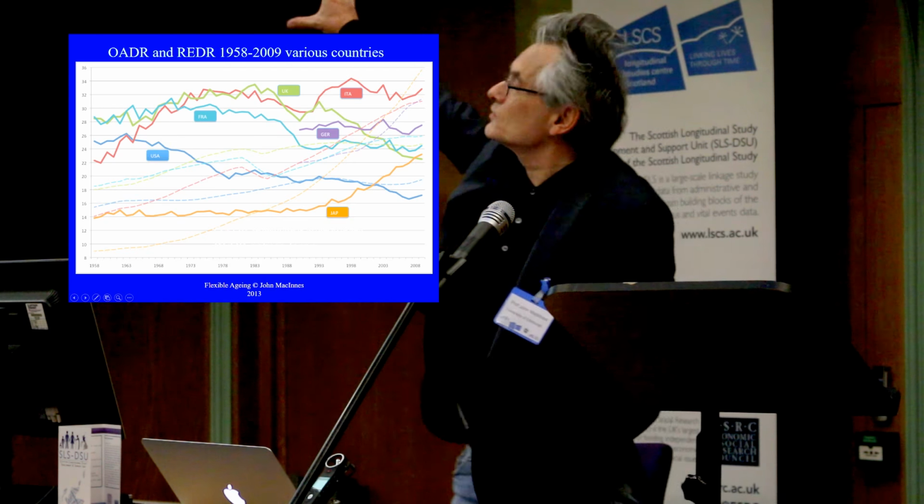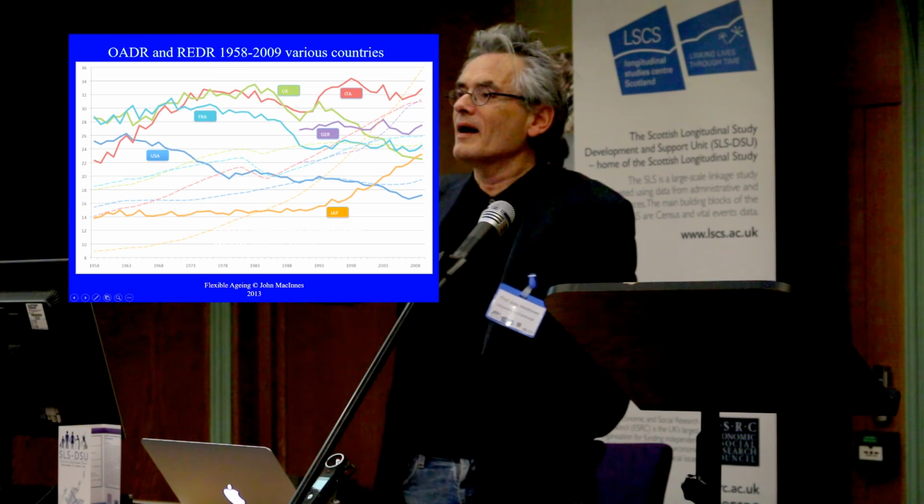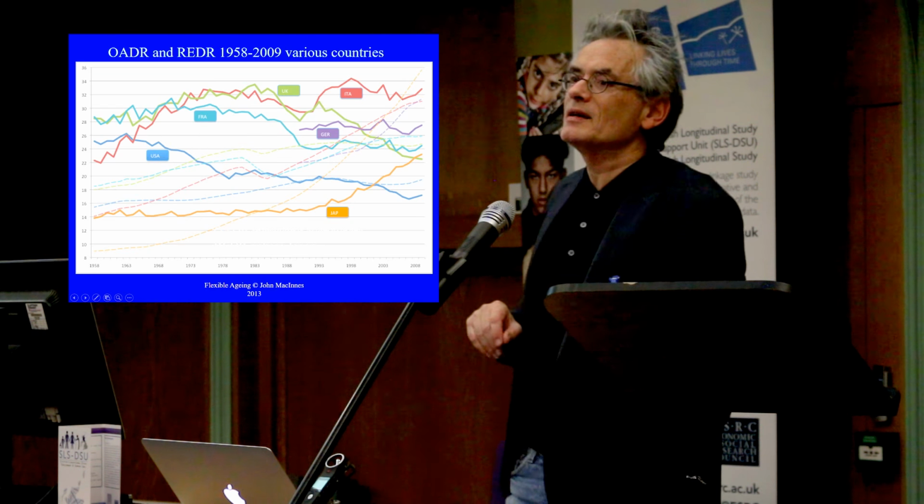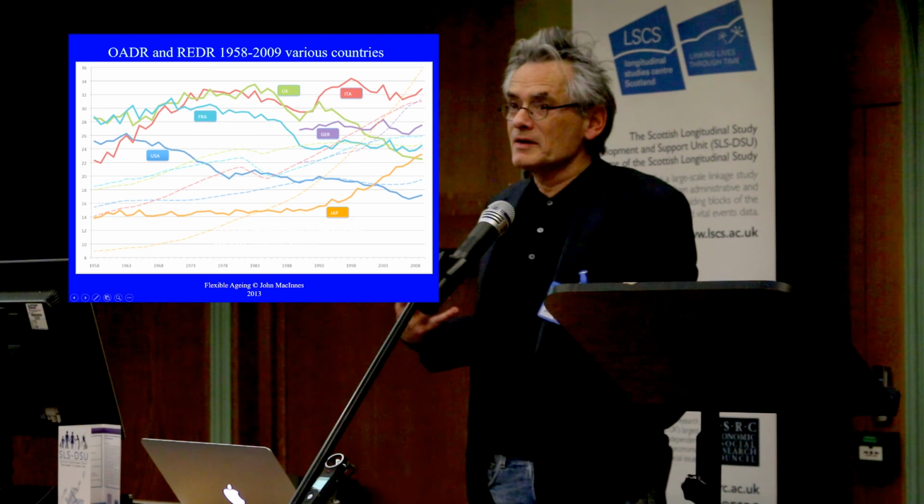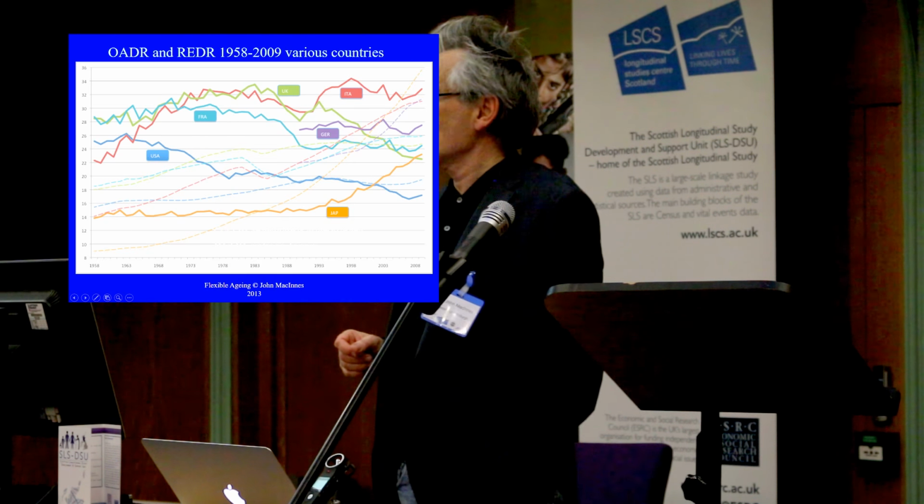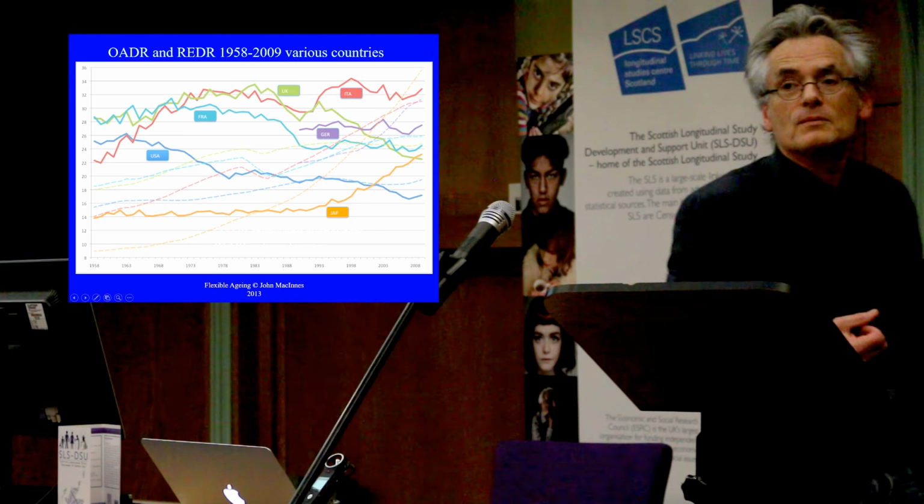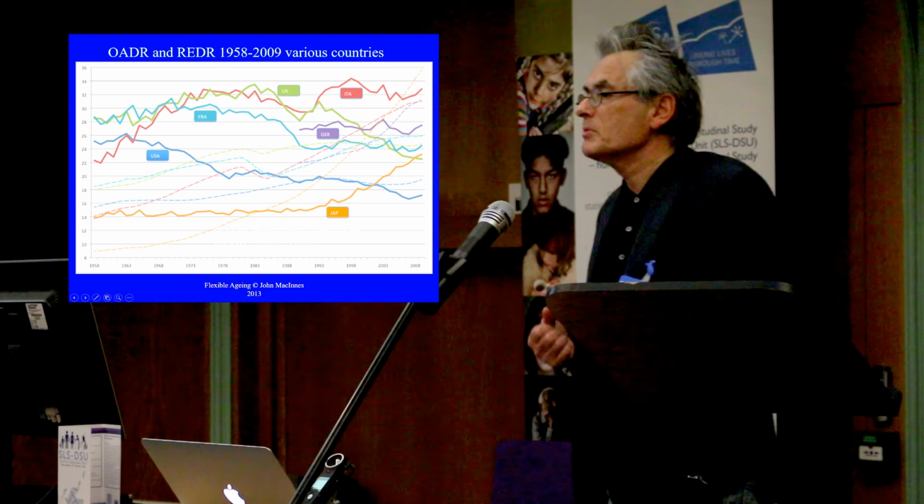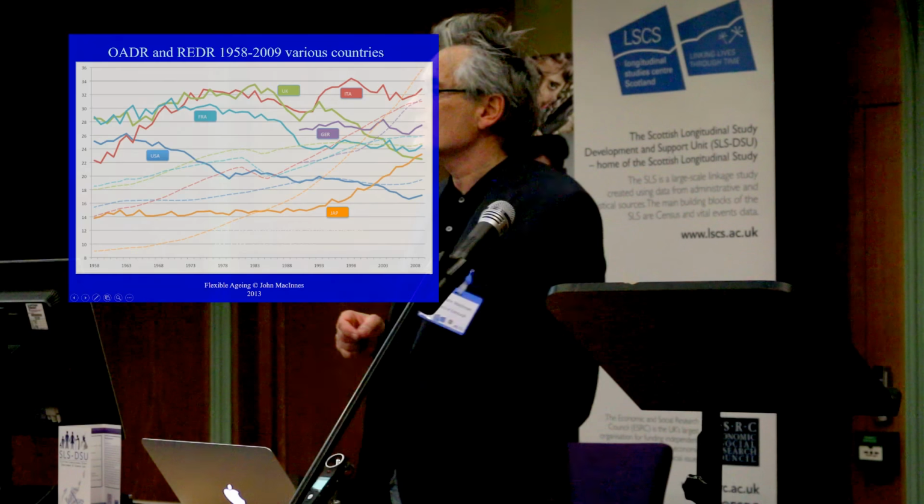Anyway, the story of the graph's perfectly clear. The old age dependency ratio is increasing everywhere. Our dependency ratio is decreasing everywhere. Now, why should that be? Well, the answer is, unlike people, populations can get older and younger at the same time.